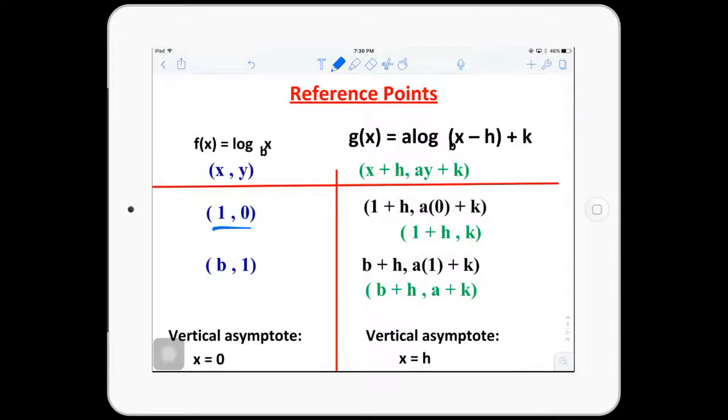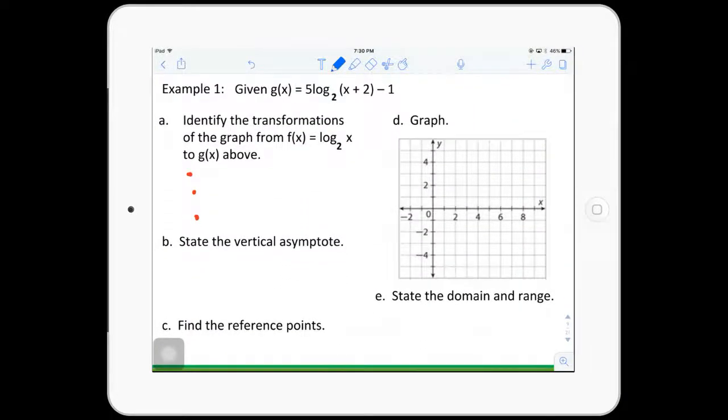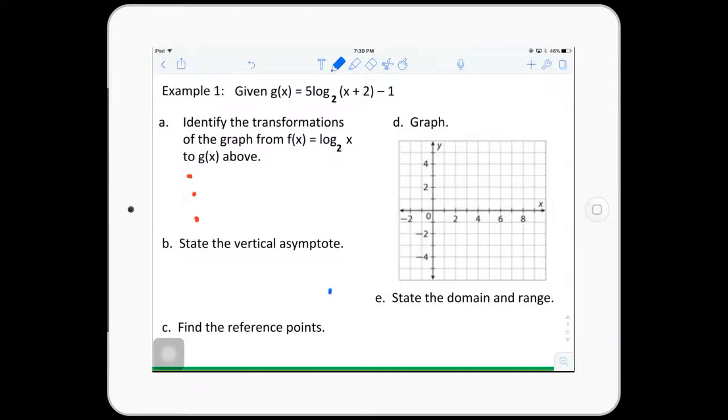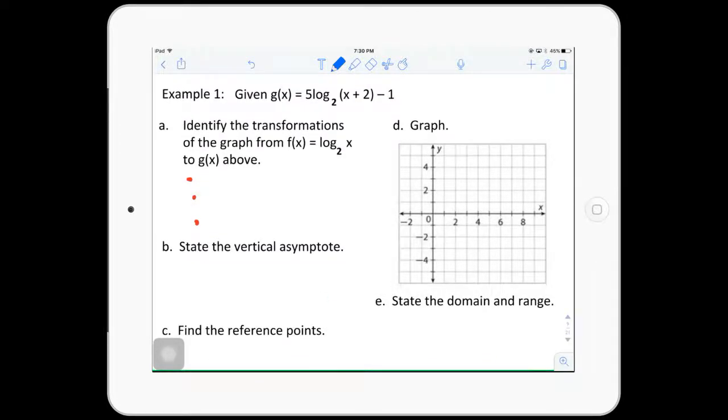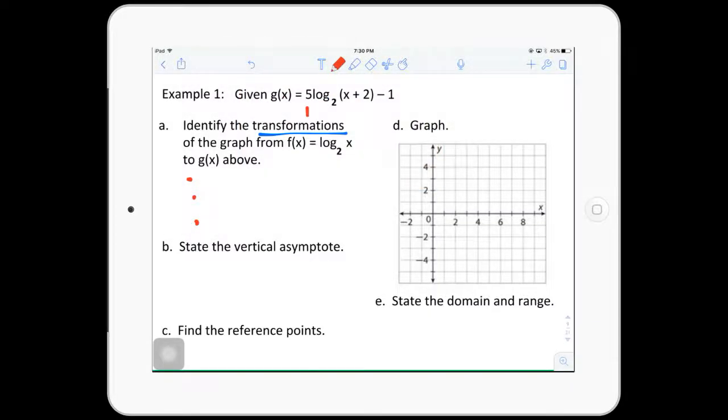And here are the reference points for the function: we have (1, 0) and then (b, 1), where b is the base. Those are the two reference points that we're going to need, so remember those two points. Let's take a look at the first example and how to graph a logarithm function. Given this example, the first step is to identify the transformations. Looking at the equation, we have a vertical stretch factor of 5, and then the function is going to shift 2 units to the left.